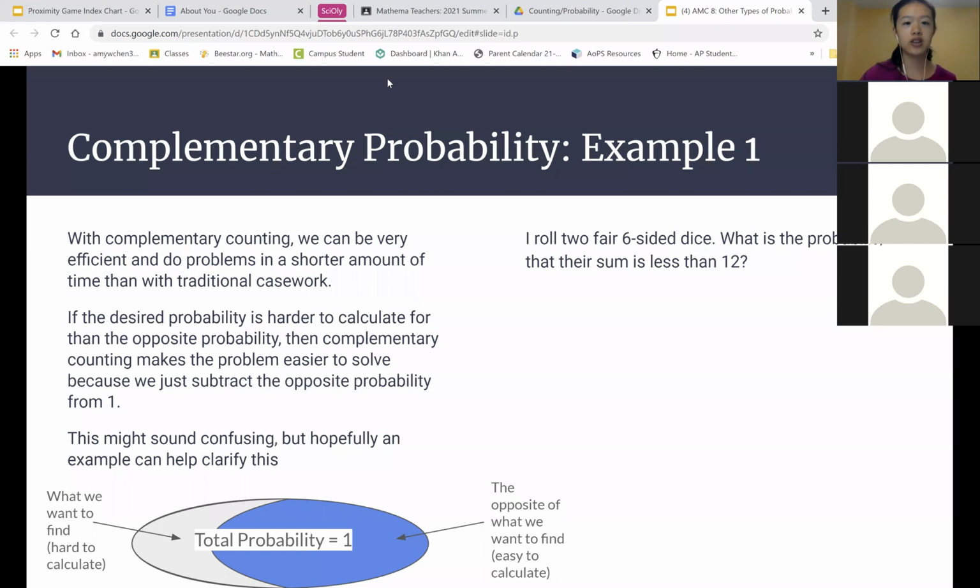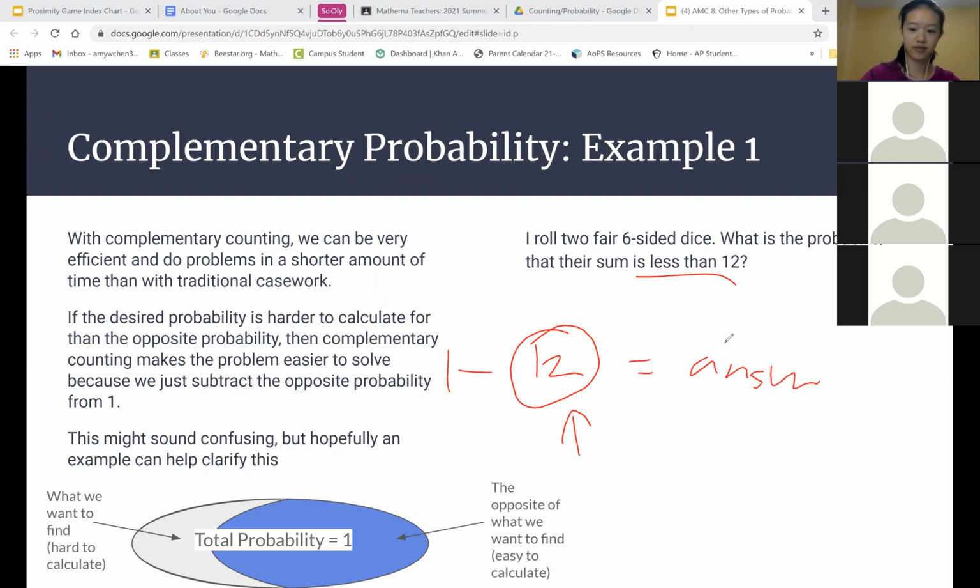Well, if we actually work out all the possible ways their sum is less than 12, then we need to find if their sum is 11, and if their sum is 10, and if their sum is 9, and 8, and 7, and 6. And yeah, it's just going to be a big pain. So instead, what we can do is find if their sum is greater than or equal to 12, which in this case will just have to be equal to 12. So we can find this probability, and then we subtract it from 1, and this would give us our answer.